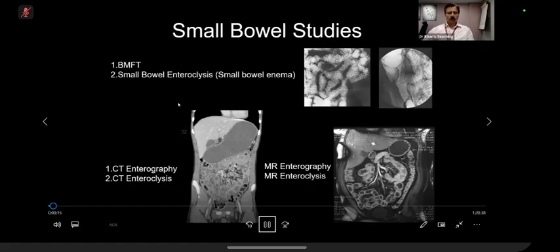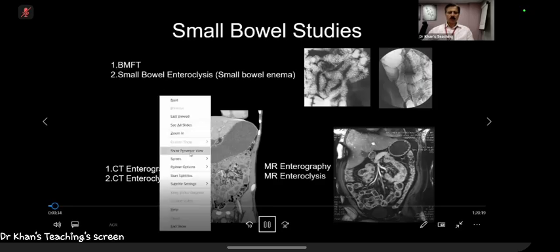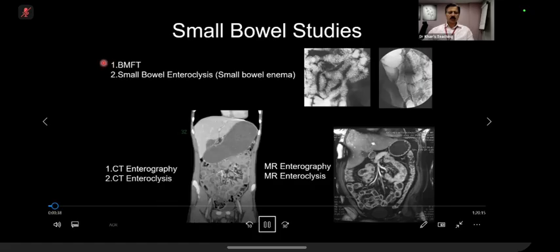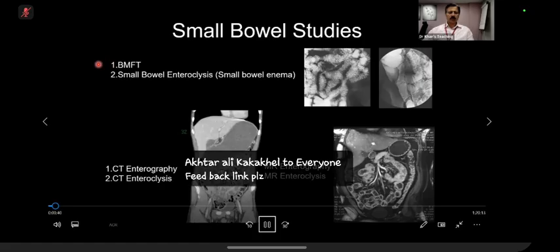Now, for small bowel, we have got various kinds of examinations which we can do, and you people should know what these are. In the barium world, we can do a barium meal follow through. A barium meal follow through is simple, where we just give oral barium and follow it through the small bowel.